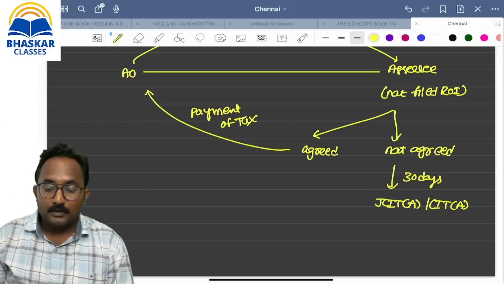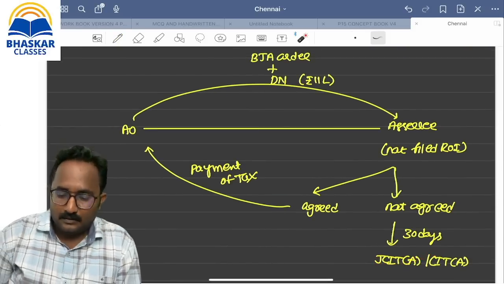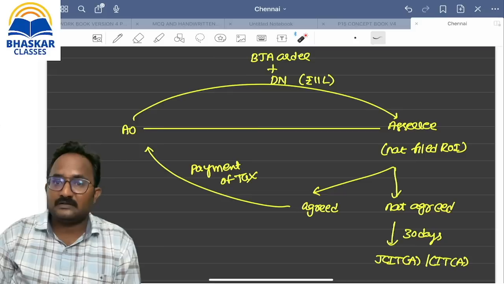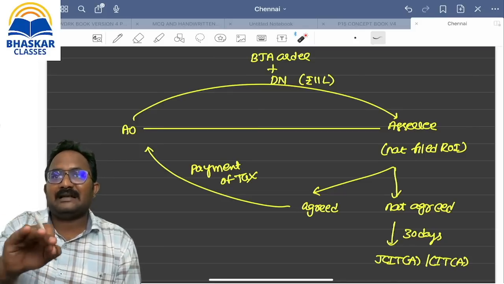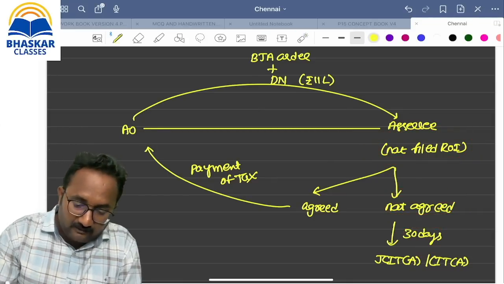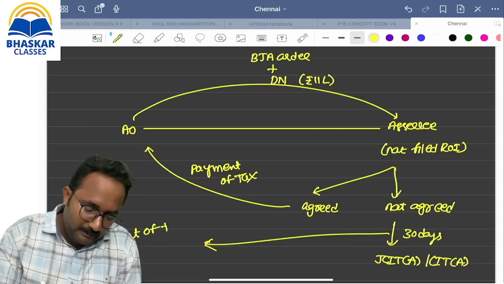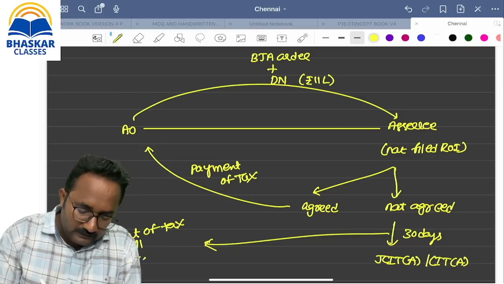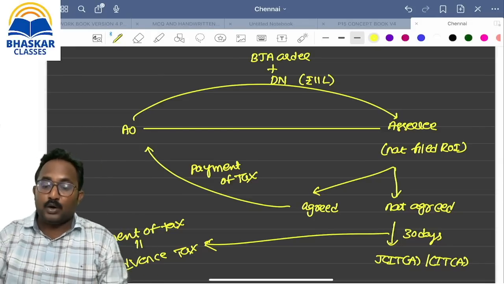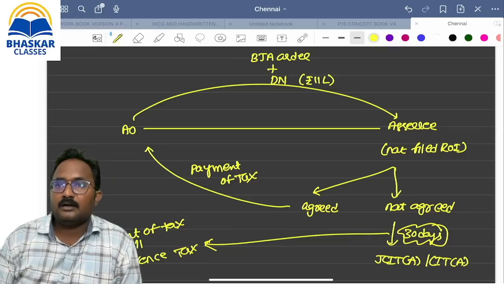Now, what is my point? If you want to make an appeal before JCIT appeals or CIT appeals, you have to pay the tax equal to advance tax. If you file the return of income, as per the return of income, whatever tax is there, you have to pay. But here we have not filed the return of income. Before making this appeal, what is the requirement you need to satisfy? Pay the tax, payment of tax equal to advance tax. During the previous year, you know how to calculate advance tax, in 4 installments, we are going to clear that entire amount. If you paid, then only you will be eligible for filing the appeal before CIT or JCIT appeals.